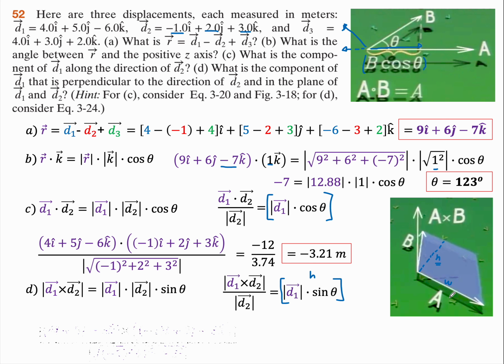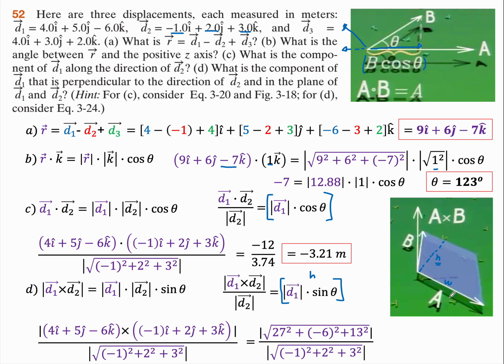Plugging in the numbers, in this case we got to do a cross product. Cross product's a little bit more challenging. You can use either the matrices method, you could write it out the long way, or if you've got a TI Inspire, you can use the cross product function. I was lazy, used the cross product function, gave me the coefficients of 27i hat, negative 6j hat, 13k hat, and we're only interested in its magnitude. This top part here is going to be the area of the parallelogram and divided by the length of d2. If you do that, you get 8.17 meters.